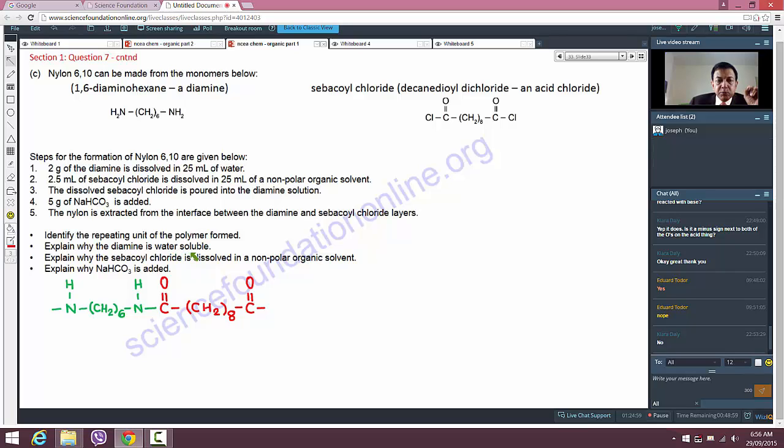Explain why the diamine is water soluble. So what we have to do is to explain why a diamine like this is water soluble. Why are amines in fact water soluble? Because they undergo hydrogen bonding with water molecules. Why is that possible? Because you have a nitrogen connected to a hydrogen atom. So you can say, there is a complete explanation of that. The diamine has hydrogens linked to nitrogen atoms. This makes it possible for them to undergo hydrogen bonding with H2O molecules. Hence, water soluble.